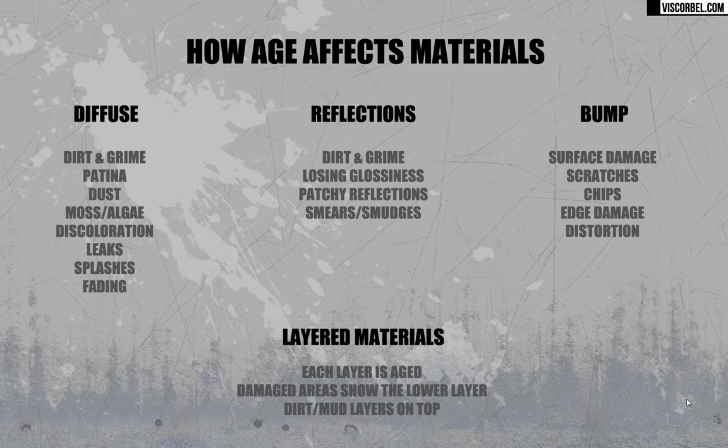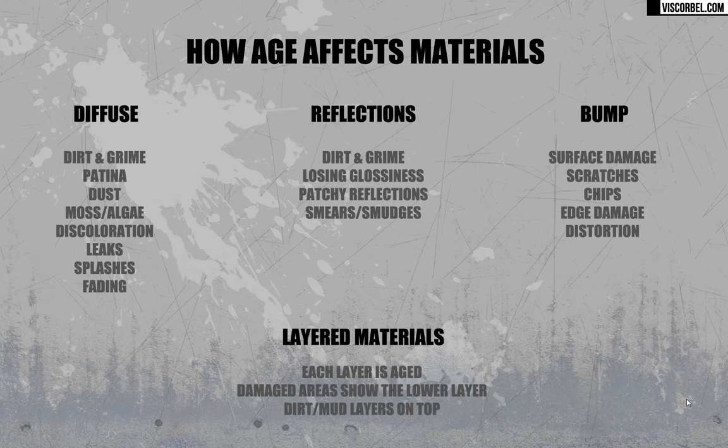The diffuse can get dirty, it can have some grime on it, it can develop some patina in occluded areas, it can get some dust settling on top of the object. There can also be some green growth on the areas of the object that are exposed to rain or water. You can also get some discolorations either from sun or from water. You can get some leaks coming from the top, some splashes coming from the bottom, and some fading of the color from the UV rays.